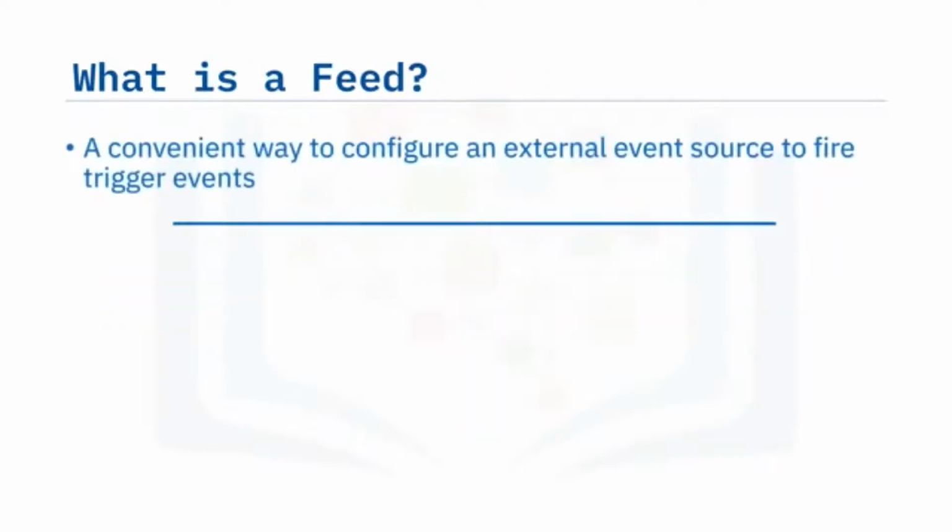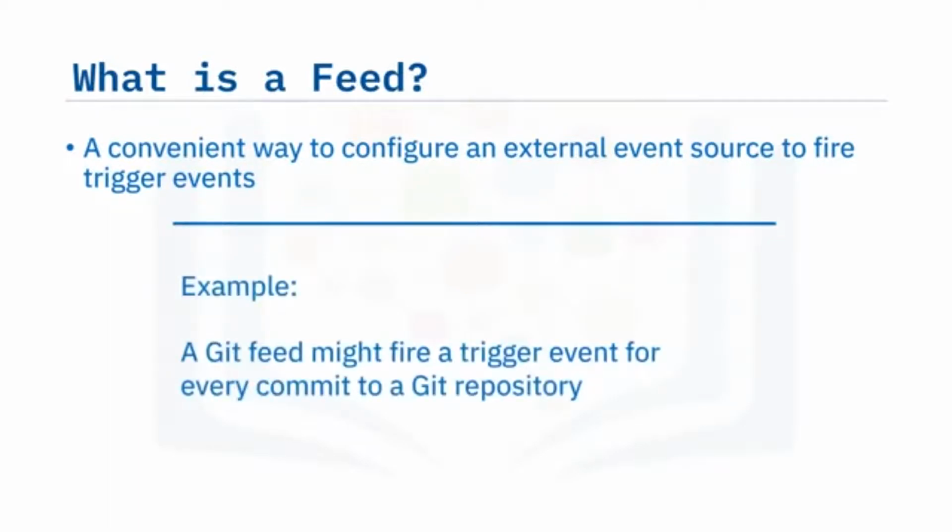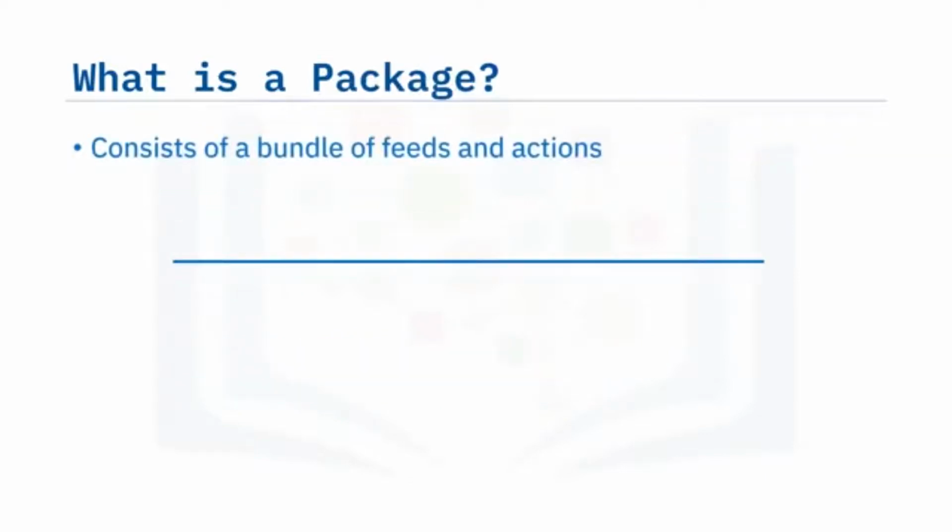A feed is a convenient way to configure an external event source to fire trigger events that can be consumed by Cloud Functions. For example, a Git feed might fire a trigger event for every commit to a Git repository. A package is a bundle of feeds and actions. Integrations with services and event providers can be added with packages.